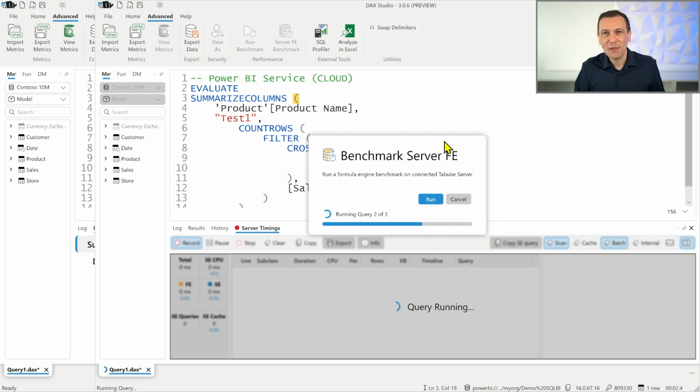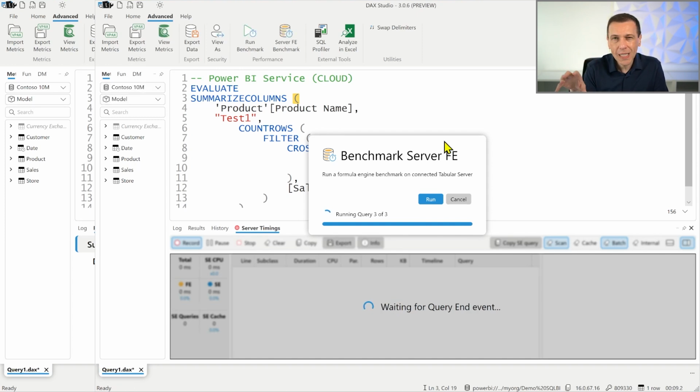Usually the service actually has slower CPUs, but they usually have many more cores. So the outcome could be different, because especially the storage engine could use the parallelism of the many cores available compared to usually what you have locally.